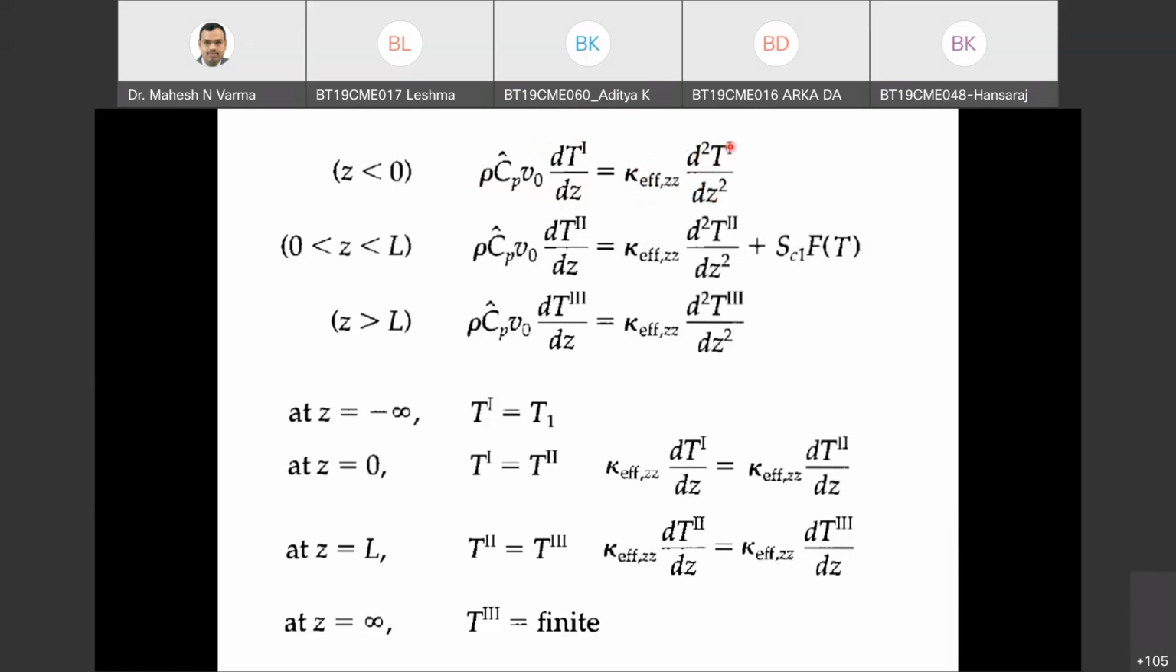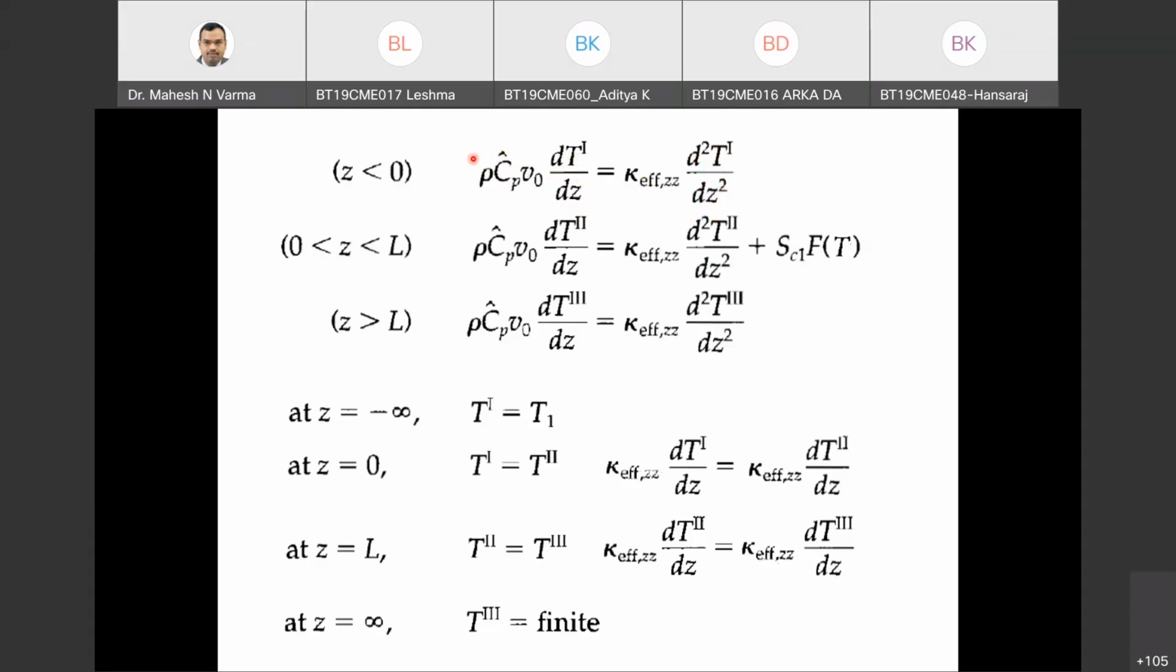Anybody can catch this hint? We have discussed this previously also. Whenever there is convection and conduction, it will be dominated by convection and this can be taken as negligible, and we can neglect this. Because this is a convective transport of energy, and this is the conductive transport of energy in the Z direction only. This is also in the Z direction.